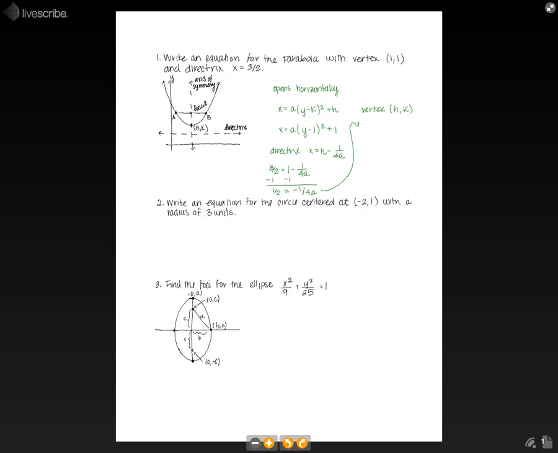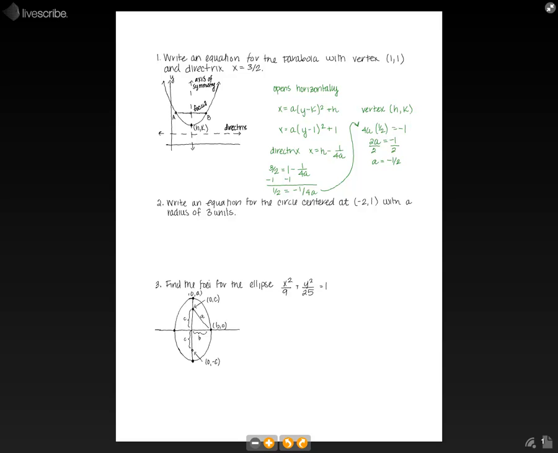Alright, so the next thing we're going to do is multiply both sides by 4a to get rid of that 4a in the denominator. So we end up with 4a times 1/2 is equal to negative 1. Now we simplify that to 2a is equal to negative 1. So we divide both sides by 2, and we end up with a equals negative 1/2.